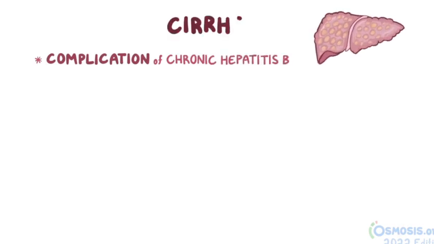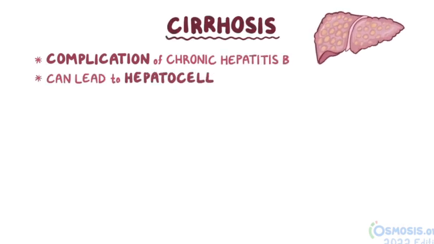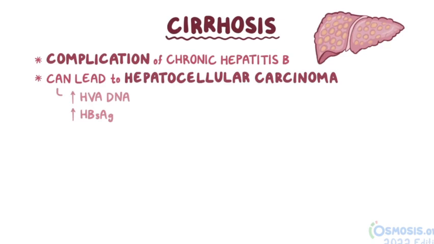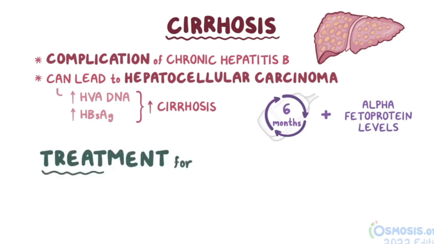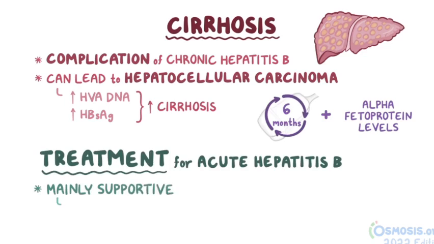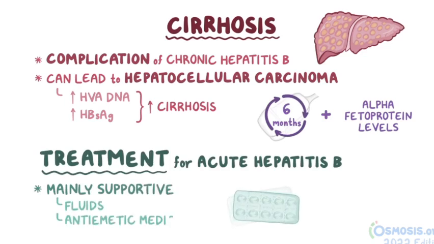Now, an important complication of chronic hepatitis B is cirrhosis, which can lead to hepatocellular carcinoma. In fact, high titers of HBV DNA and hepatitis B surface antigen correlate with a higher likelihood of developing cirrhosis. So, every 6 months, an ultrasound is done, and alpha-fetoprotein levels can also be checked to monitor for possible tumors. Treatment of acute hepatitis B is mainly supportive, like giving fluids and antiemetic medications like metoclopramide.